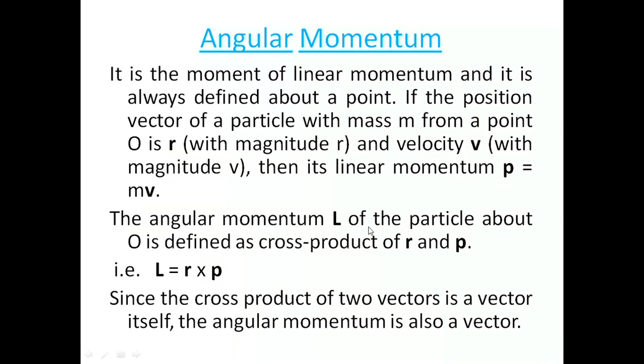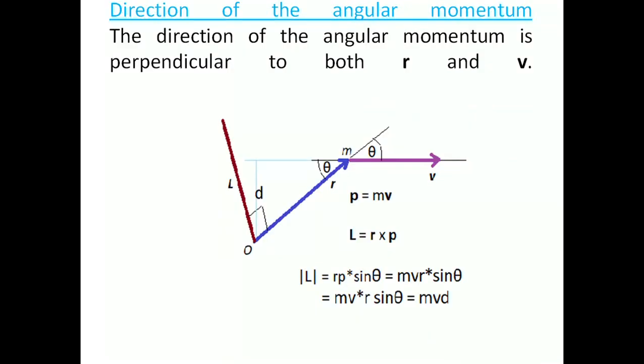And the angular momentum L of the particle about O is defined as the cross product of r and p. Angular momentum L equals r cross p. Since the cross product of two vectors is a vector itself, the angular momentum is also a vector. It will have a direction also.